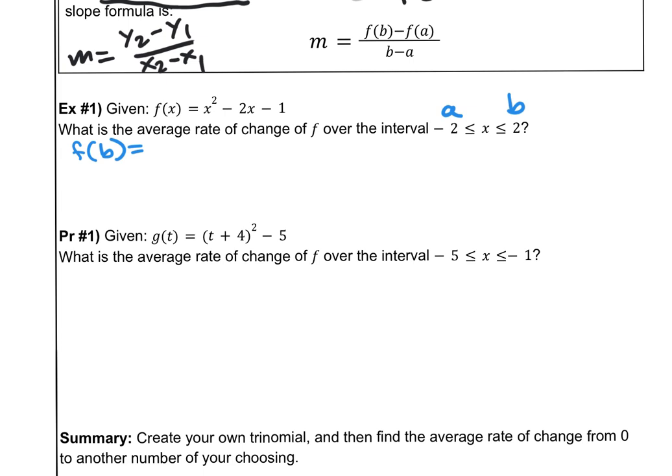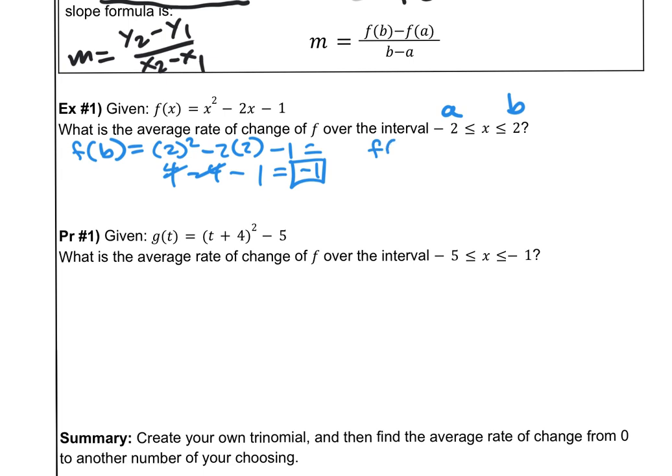Well, in this situation, my b is 2, so I'm going to do 2 squared minus 2 times 2 minus 1. Let's see, that'd give me 4 minus 4 minus 1. Well, that's just 0 minus 1, so -1. So f of b is -1.